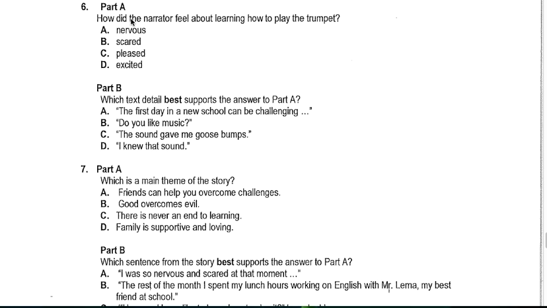Number 6, Part A. How did the narrator feel about learning how to play the trumpet? A. Nervous. B. Scared. C. Pleased. Or D. Excited. Part B. Which text detail best supports the answer to Part A? A. The first day in a new school can be challenging. B. Do you like music? C. The sound gave me goosebumps. And D. I knew that sound.